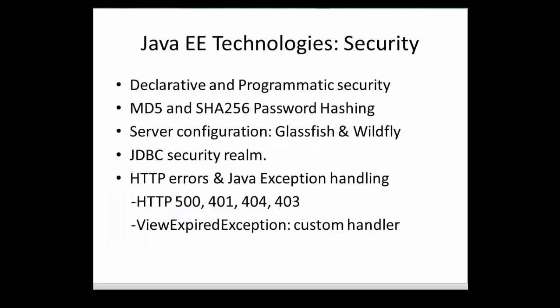Then another technology we talk about is the security part. I will teach you how to do declarative and programmatic security in Java EE. We'll be using MD5 and SHA-256 password hashing. We won't be storing a password in the database in clear text. We'll be hashing it, so that if for whatever reason your database is hijacked, your attacker should still not be able to see a password in plain text. It's a very bad idea to store passwords in plain text. So we'll be hashing it.